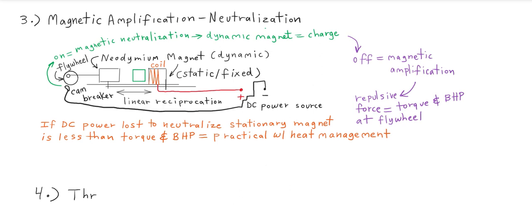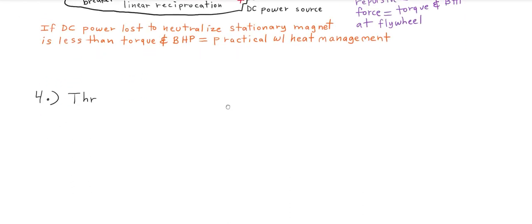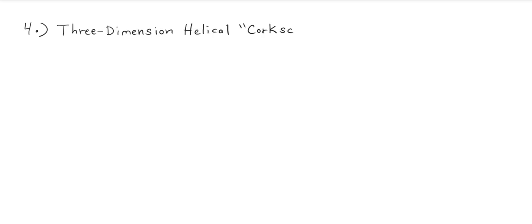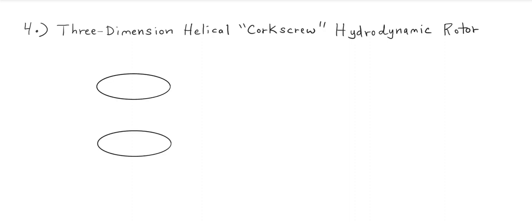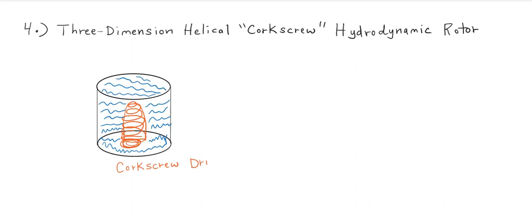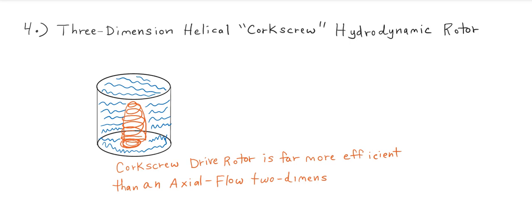And then the last application in this part 1, is I have about 25 different alternative power concepts to share, and so this is the first 4, and so we move on to this is the 3-dimensional helical corkscrew hydrodynamic rotor. And the basic premise is that a corkscrew drive rotor is far more efficient than a 2-dimensional axial flow rotor.